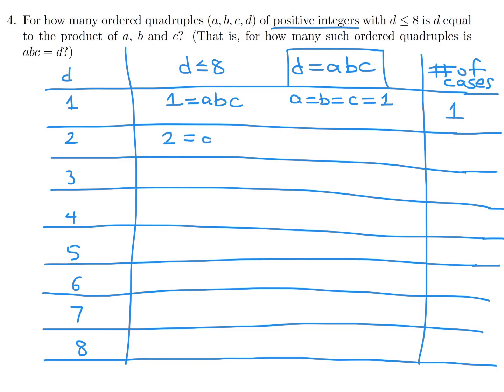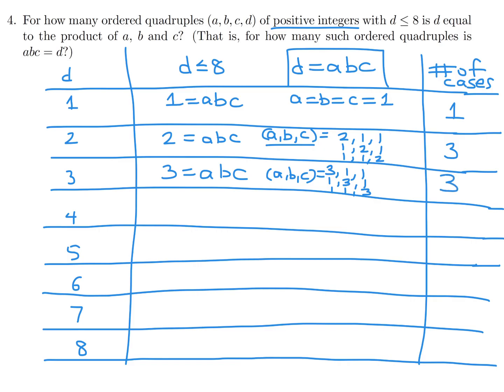If 2 is D, then A times B times C would be equal to 2, and then we have the possibilities as follows. If I were to write it as a triple, it could be either 2, 1, 1, or 1, 2, 1, or 1, 1, 2. Correct? So that's 3 possibilities. Very similarly, for 3 equal to D, you have 3, 1, 1, 1, 3, 1, and 1, 1, 3 for A, B, C.